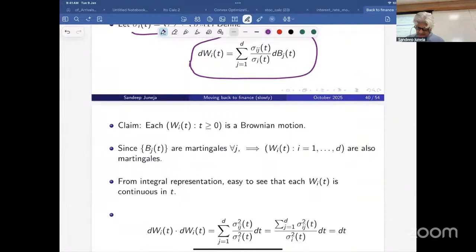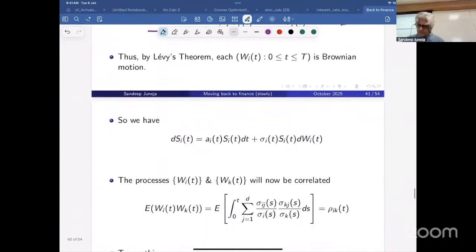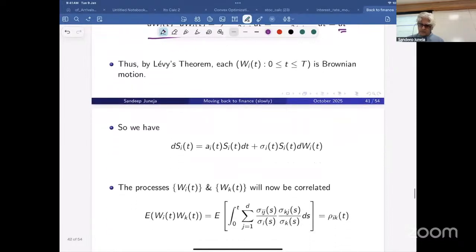And that's because these guys are martingales. So WIT is just a linear combination of martingales. So it will also be a martingale, right? And then you can see it's continuous in T just by definition. And then one just has to check that the quadratic variation is dt, which indeed is by design true. So indeed WIT is a Brownian motion by Levy's theorem. So that allows us to write it in this manner: dSIT is AIT SIT dt.